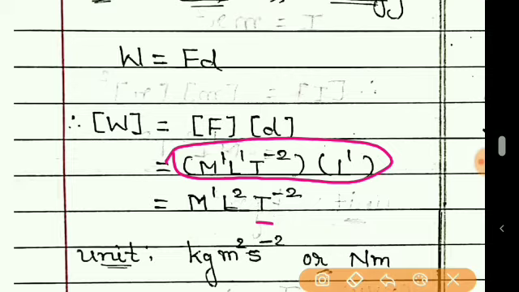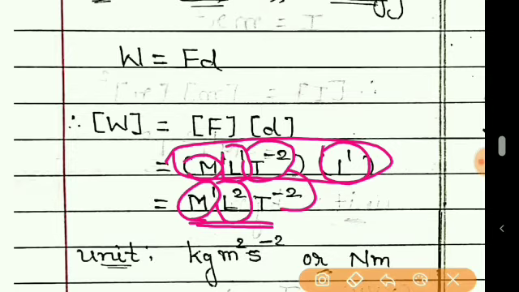Now combining these two, we can get the dimension of work or energy as M, its power is 1, so as it is. Here L power is 1, but there is one more L whose power is 1. So 1 plus 1 is 2, so here L to the power 2. T raised to minus 2, so as it is. So dimensional formula of work or energy is M¹ L² T raised to minus 2.